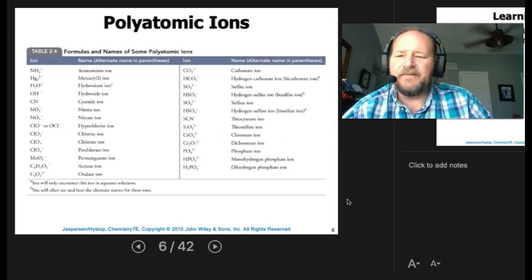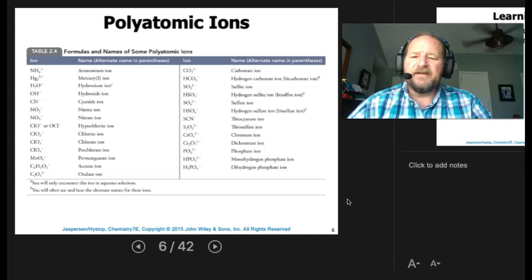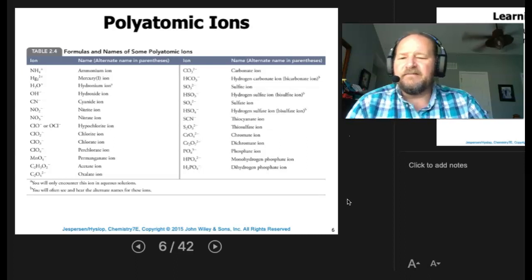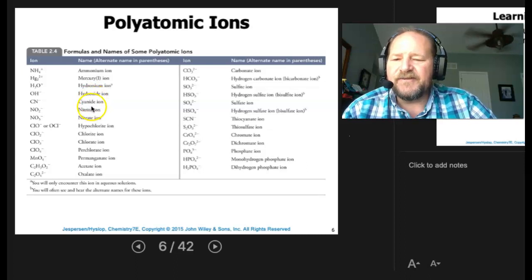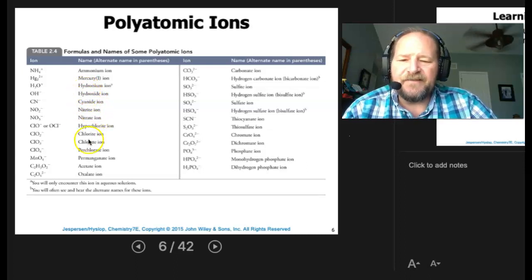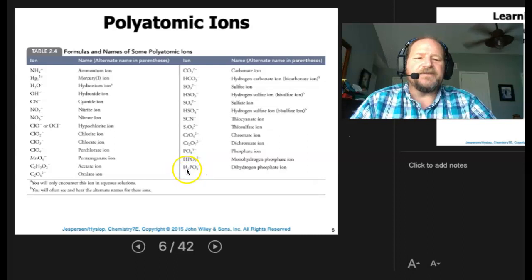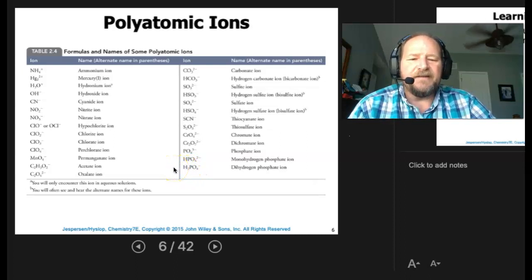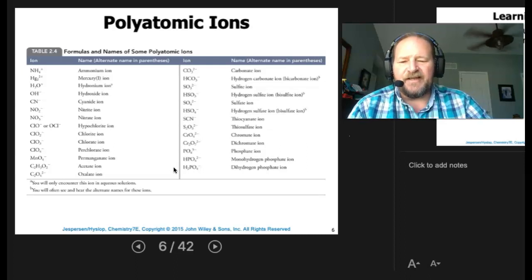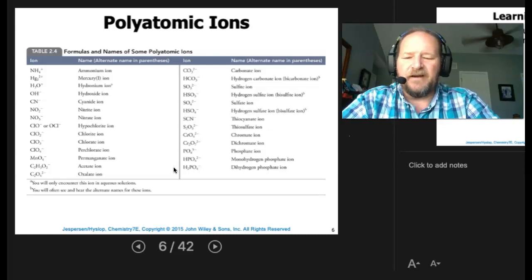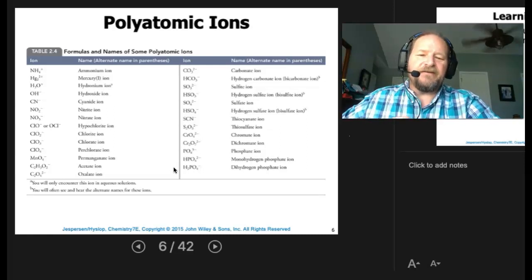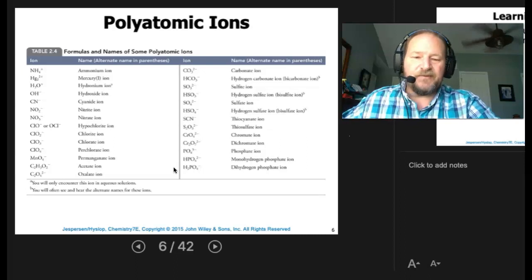Now here are some of your polyatomics. You have ammonium ion, we have hydroxide, cyanide. These are all very common ones. This is giving us a plethora of options here. For us, I've provided down in the student resources a polyatomic sheet. That's not a guarantee that all of my polyatomics for 150 will come from there, but that's the majority of the most common ones that I use.